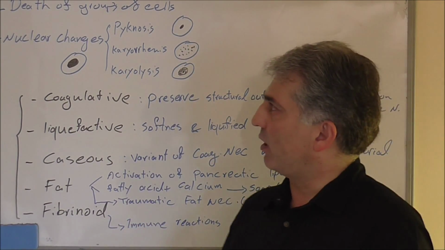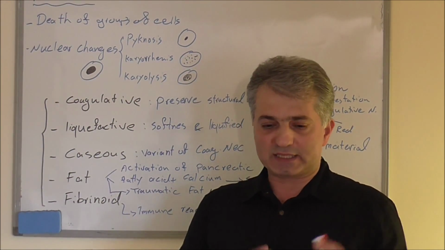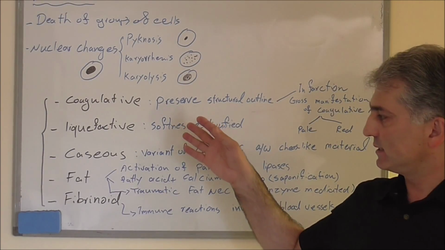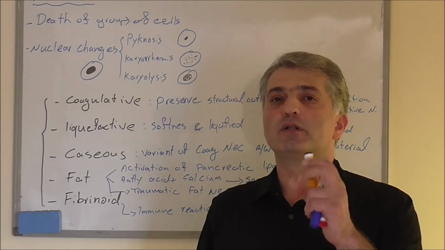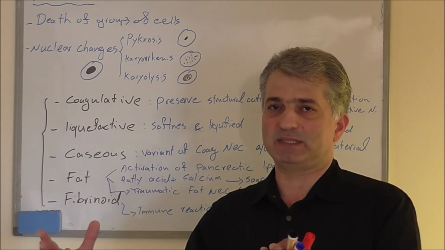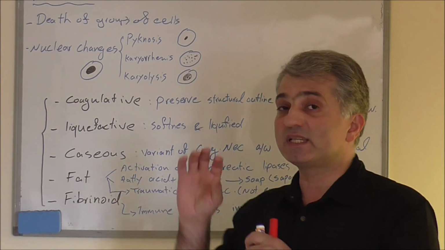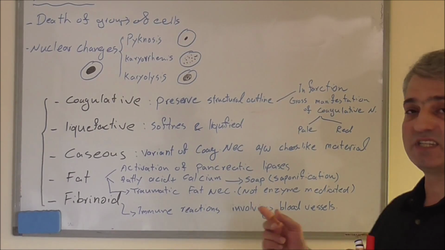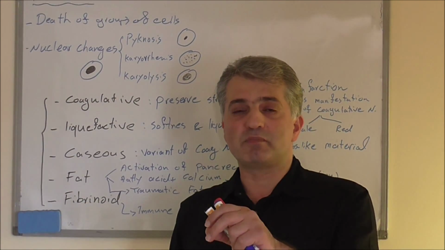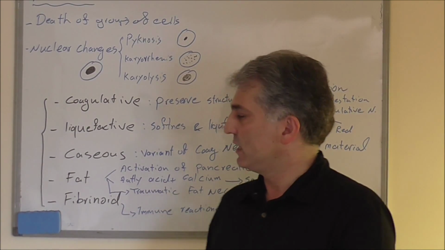And the last type of necrosis is fibrinoid necrosis. In this case, what is happening is some type of immunological reaction. You know antigen, you know antibody. The complex of antigen and antibody will be deposited, mostly we are talking about in blood vessels, and it causes damage and necrosis.